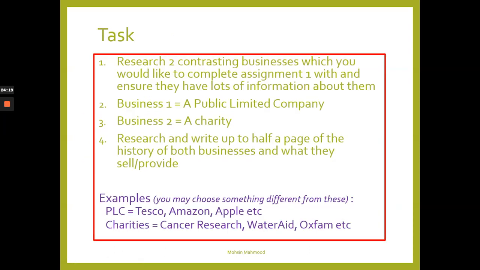Now your task is to research two contrasting businesses which you would like to complete for your assignment 1. Make sure that they have lots of information about them, because you're going to have to do a lot of work on these businesses. You don't want to be working through the assignment and then say to yourself, oh, there's not much information on this. So make sure whatever business you pick, there's lots of information about them online that you can find.